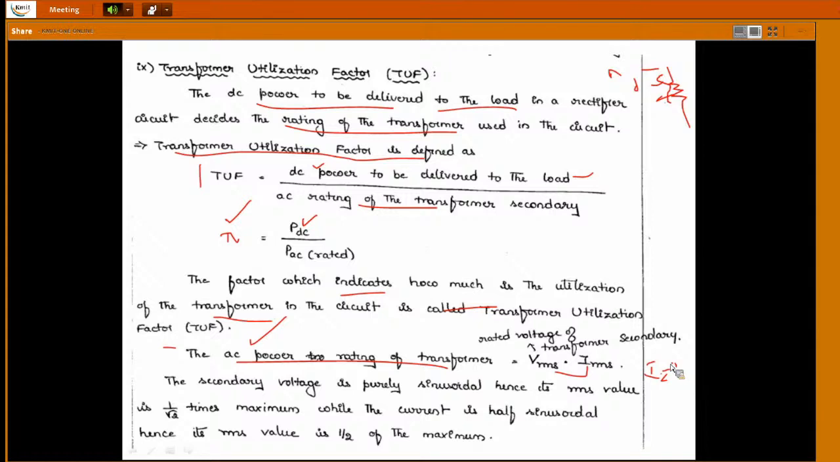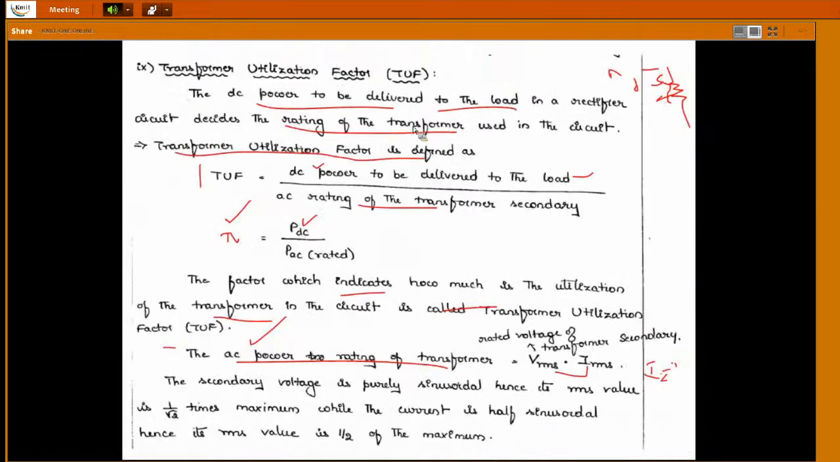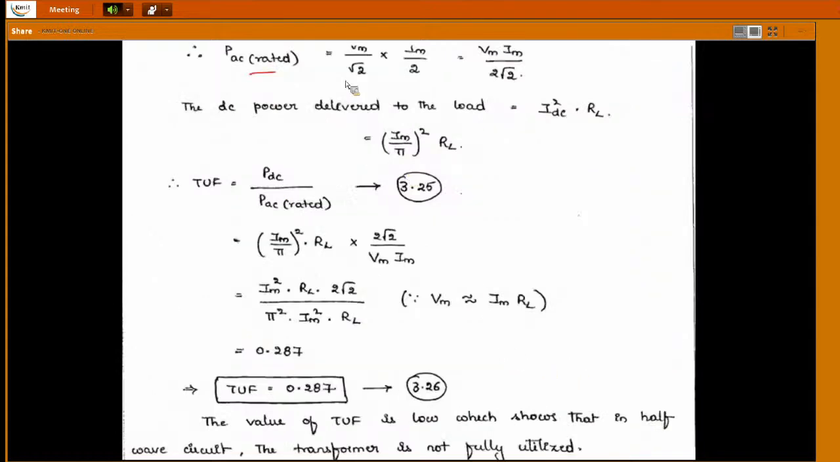Finally, the transformer utilization factor indicates the utilization of the transformer in the circuit. It is defined as the DC power delivered to the load by the AC rating of the transformer secondary winding. Now see this: the AC rating is given by PAC, the secondary transformer rating, which is VRMS into IRMS. VRMS is Vm by root 2 and IRMS is Im by 2. So the expression is Vm into Im by 2 root 2.